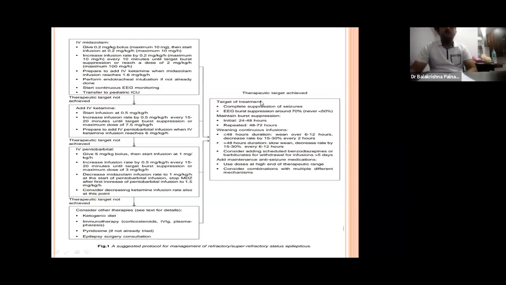So how are you going to achieve the target? Complete suppression of seizures, EEG burst suppression around 70%. You need to maintain the suppression at least for 24 hours. So that's what we did. Once weaning was started, the child had convulsions. So after that, we gave more than 48 hours duration, slow weaning. Decrease rate by 20% every 6 to 12 hours. If you are weaning fast, in less than 48 hours, you can wean every 2 hours, so we can finish the weaning in 12 hours. But our particular child repeatedly was having seizures, so we weaned slowly, every 6 to 12 hours. You need to add maintenance anti-seizure medications, and give doses at high end.